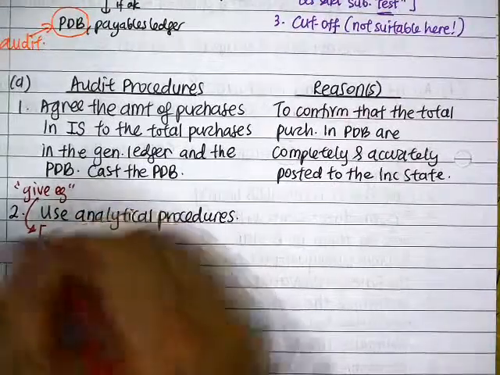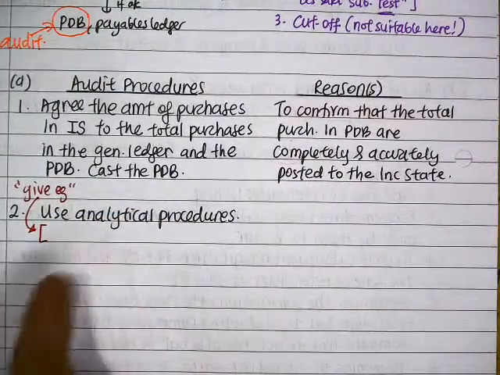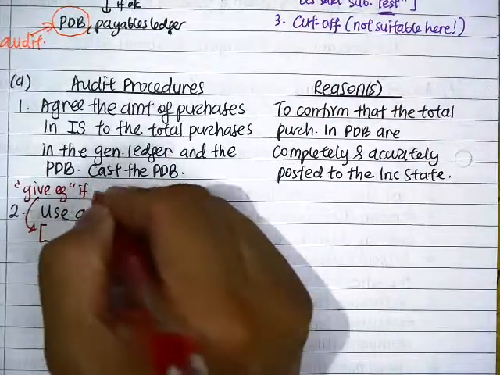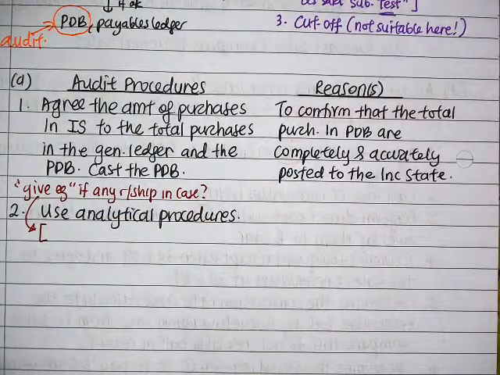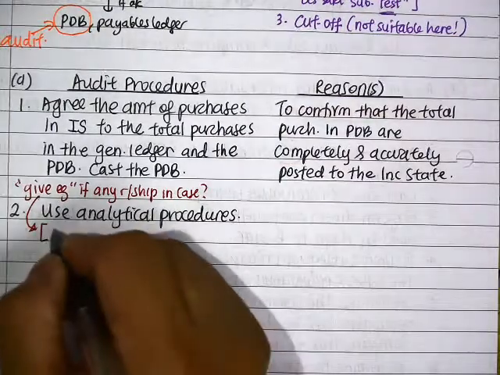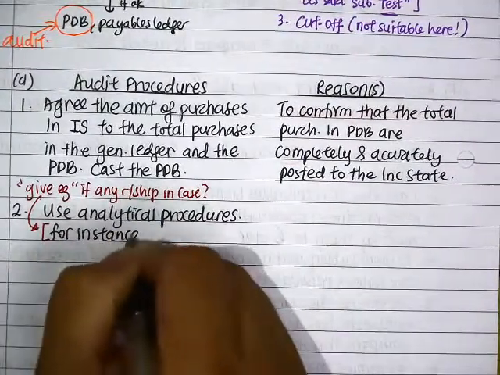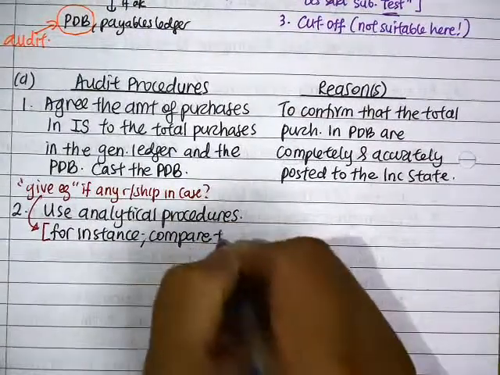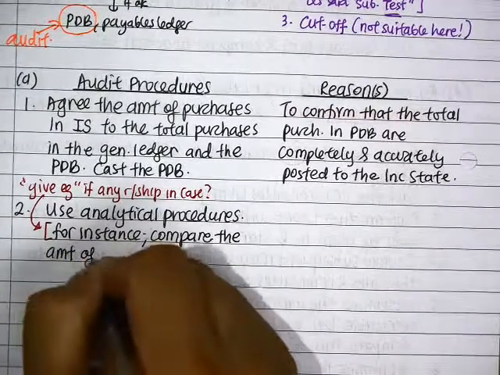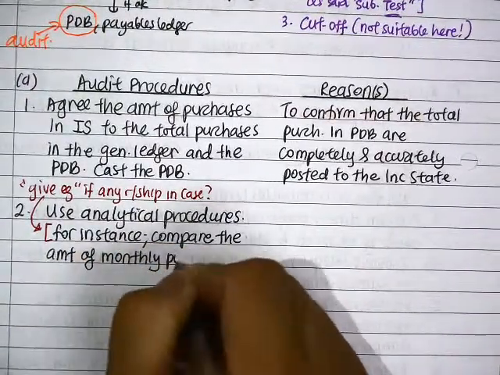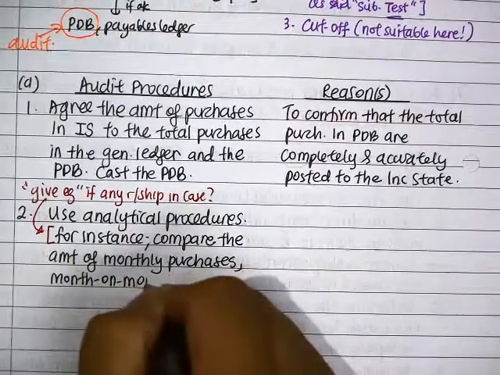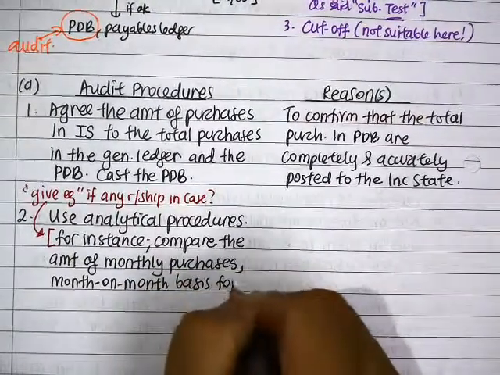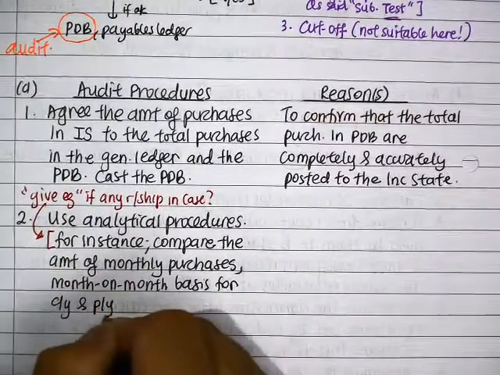Now this is what you replace. So in the exam, you're just going to change this part only. Now the example, if you see whether if there's anything in the case, or you just made up yourself. Okay, now anything. Okay, for instance, compare the amount of monthly purchases month-on-month basis for the current year and the prior.